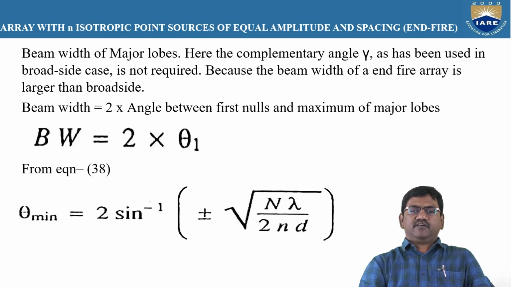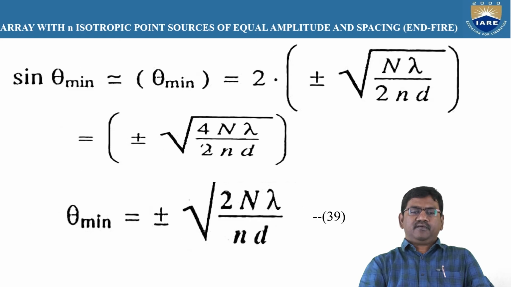And this is the special case for the n-fire array to find the beamwidth value. As seen in the broadside array, we know that the beamwidth is equal to 2 theta 1, and theta min is equal to 2 sin inverse of plus or minus root of 2 n lambda by 2 nd. So if theta min is very small, then sin theta min can be equal to theta min, that is equal to 2 into plus or minus root of n lambda by 2 nd. If you take 2 into the square root, it becomes 4 n lambda by 2 nd. If you simplify this, you will get equation 39 as theta min equal to plus or minus the square root of 2 n lambda by nd.